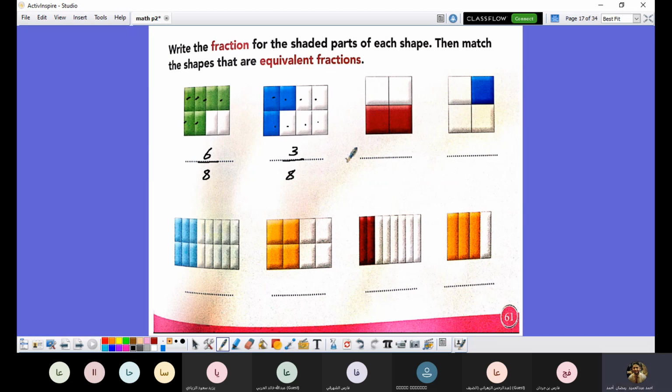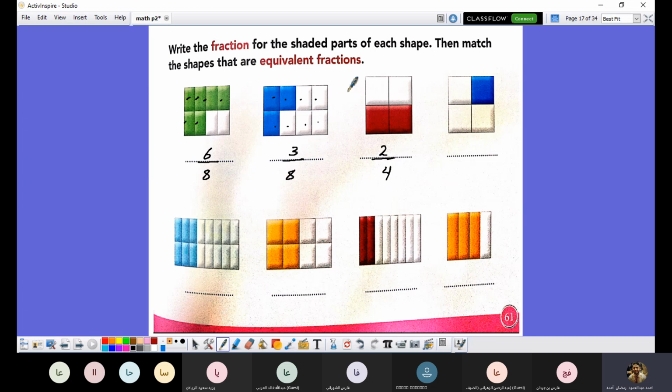And the next figure we have 2 shaded parts and all parts equal 4. So the result here equals 2 over 4, or 2/4.